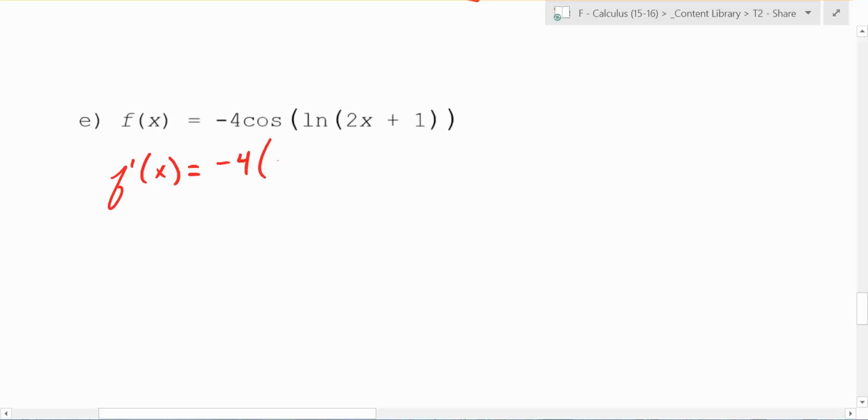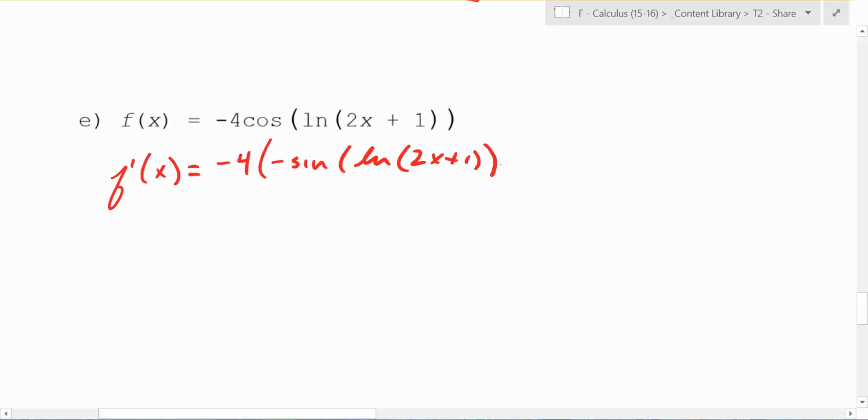Nope. What is the derivative of cosine? Negative sign. So it's going to be negative sine of ln of 2x plus 1. Wait, this is a product rule? No, it's not. There's no multiplication there at all. That's cosine of the natural log of 2x plus 1.